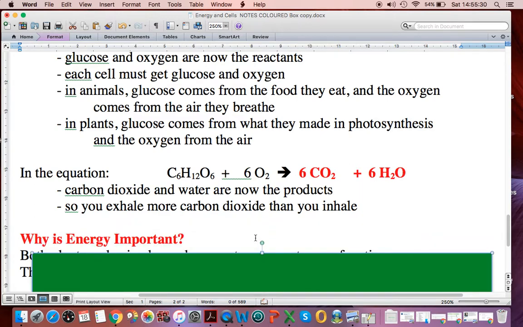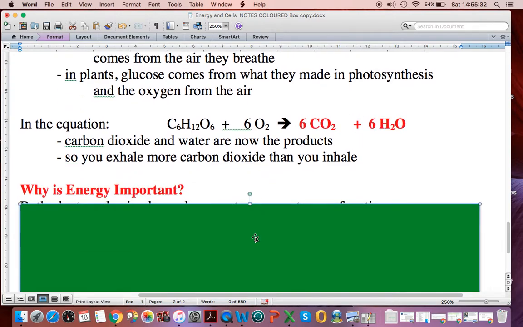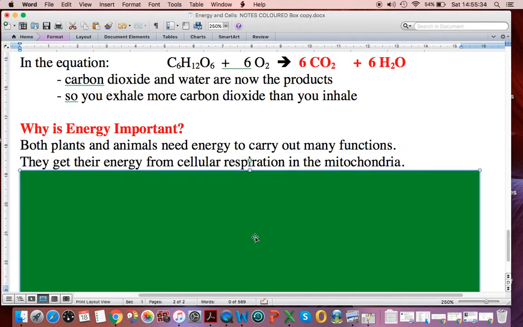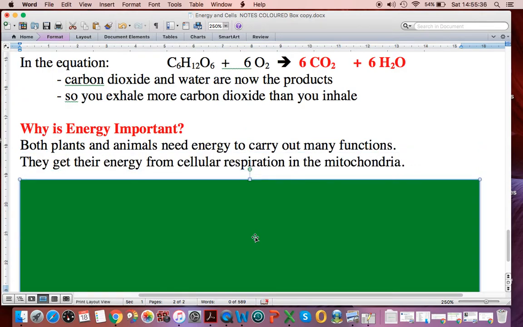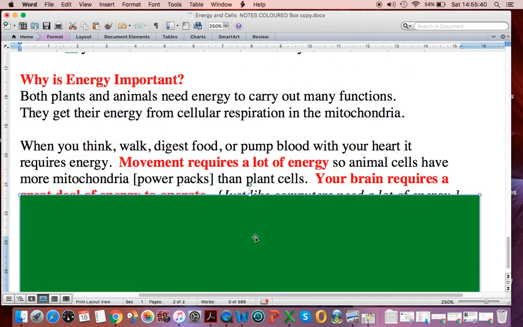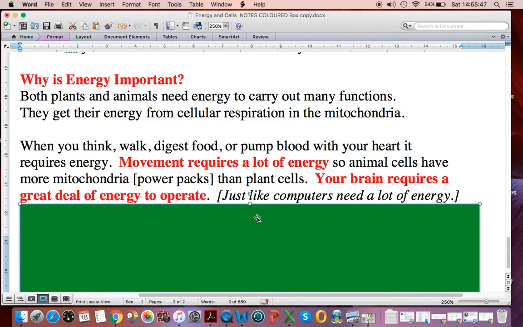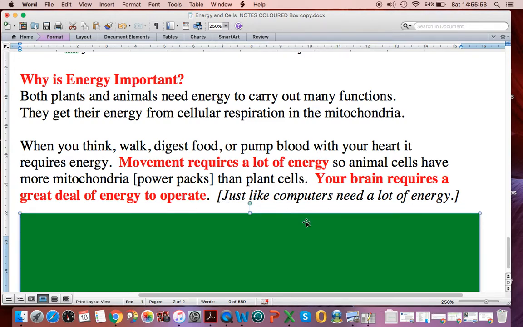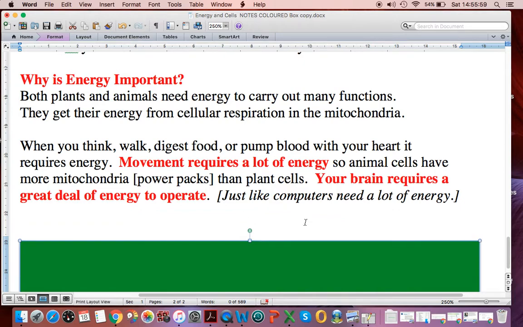Now we say, why do we care about all this? Well, energy is hugely important to plants and animals. We need it for all kinds of processes. We give you just some brief examples, but there's so many more going on all the time, many without thought. Movement requires a lot of energy. And in humans, we have a brain, and just like computers need a lot of energy, your brain needs a lot of energy. And so you want to have the right fuel to power it.